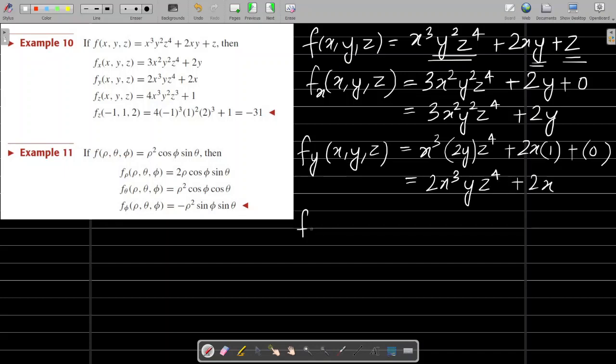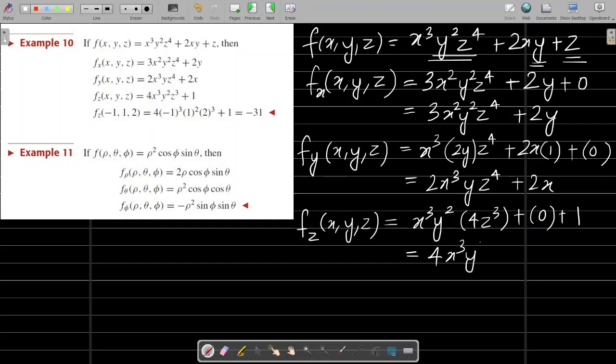Now when I'm finding fz of x y z, you must understand x and y are constants, z is a variable. So x cube y square is a constant, z raised to 4, dou by dou z of z raised to 4 is 4z cube, and plus dou by dou z of 2xy, x and y are constants, so that term becomes 0, plus dou by dou z of z is 1. So the answer comes out to be 4x cube y square z cube plus 1.